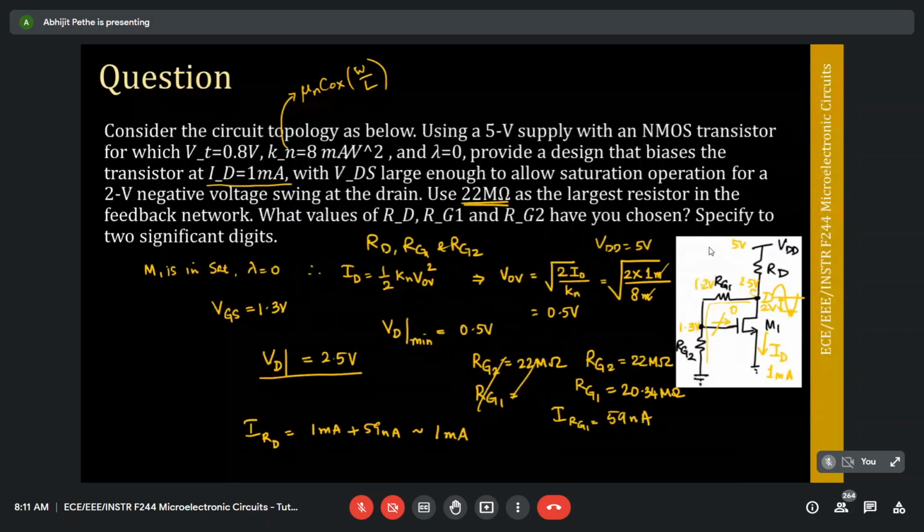So what I know now is 5 volts and 2.5 volts. Therefore, RD should be nothing but 2.5 kilo ohms, because roughly 1 milliamp flowing through 2.5 kilo ohms will give you a 2.5 volt drop across RD. And so that's how I will set up the circuit. Are you following the question and how to go about doing it?